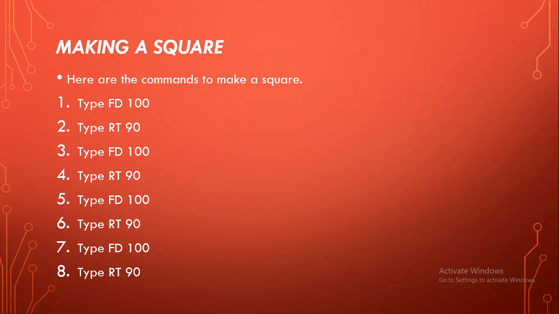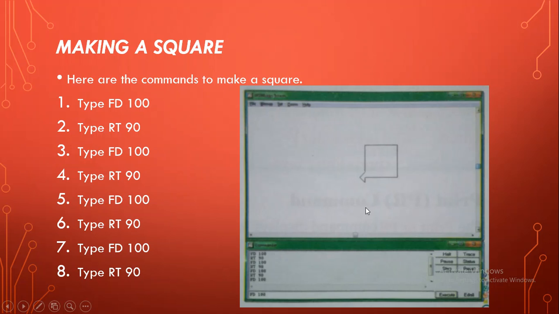Then FD 100 means forward 100 steps. Then RT 90 means again a right turn with 90 degrees. Then FD 100 means forward 100 steps. Then in the end you have to type RT 90, a right turn with a 90-degree angle. So these are the various steps for making a square. These are very simple. Just learn the 2 steps and then repeat them 4 times. You can see that by using the following commands, you can simply draw a square in your drawing area.